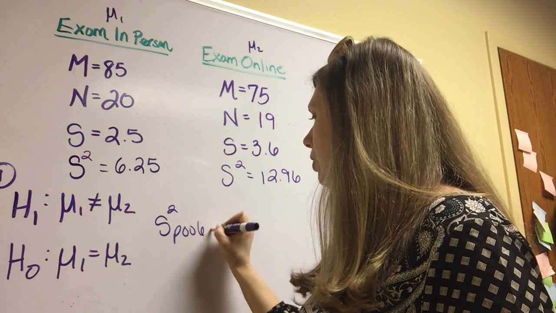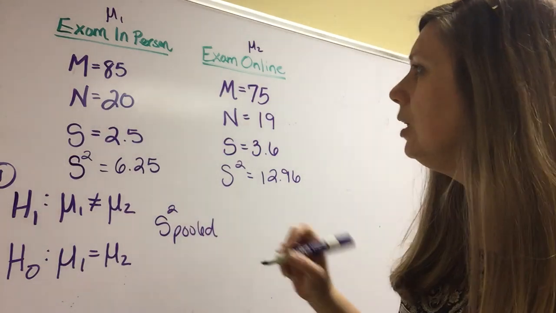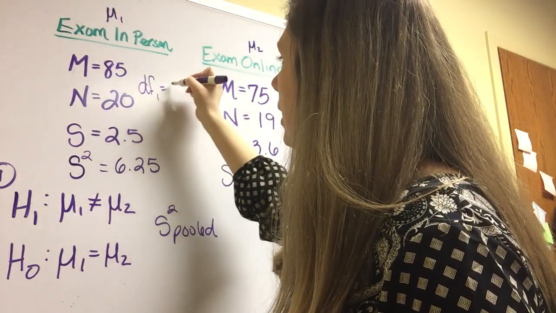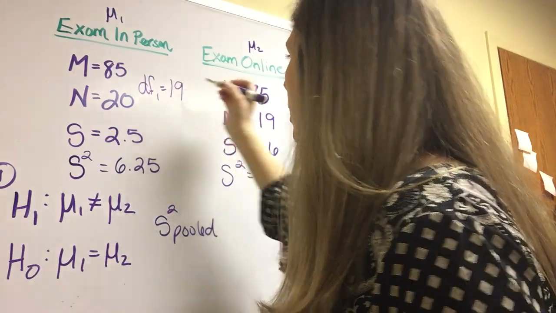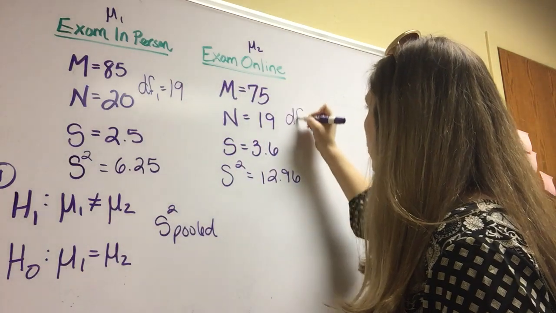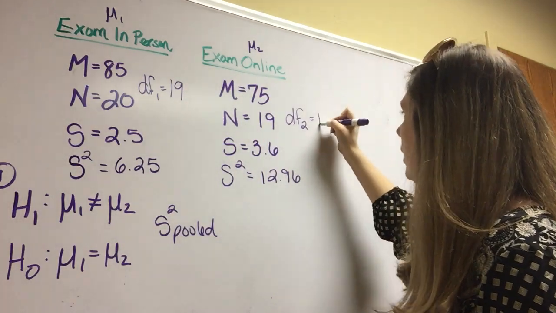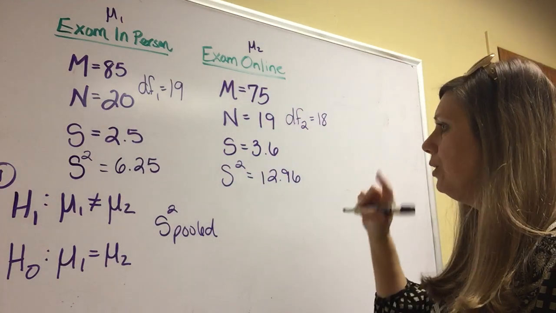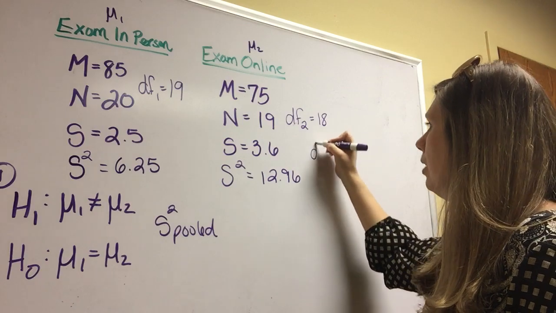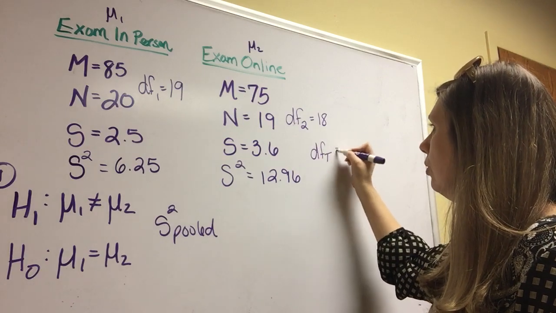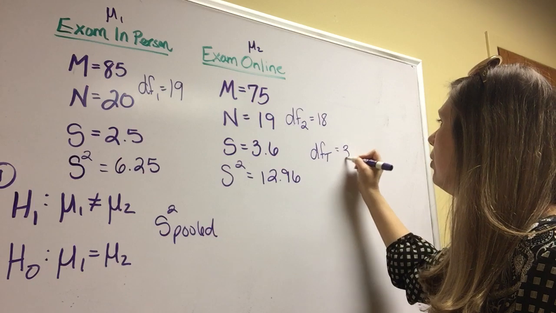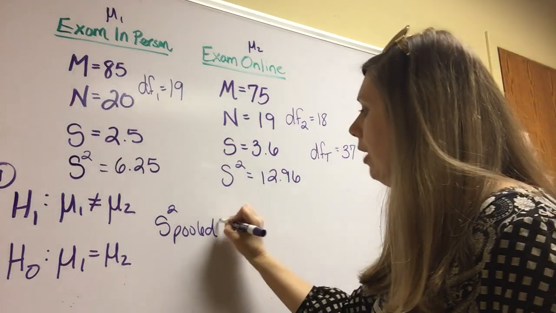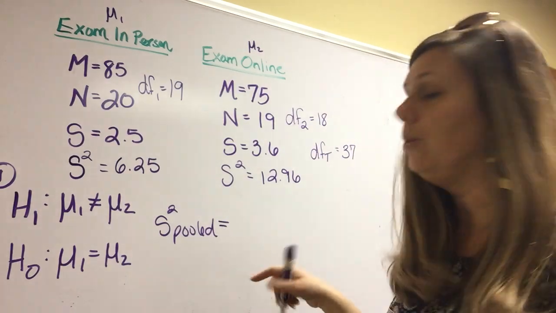For these, you have to know your degrees of freedom, which I haven't written anywhere. So I'll come up here and say my degrees of freedom for group 1 is 20 minus 1, which is 19. And my degrees of freedom for group 2 is 19 minus 1, which is 18. If I add those two together, I get my total df, and that would be 37. All right, I'll need those to calculate my pooled variance.